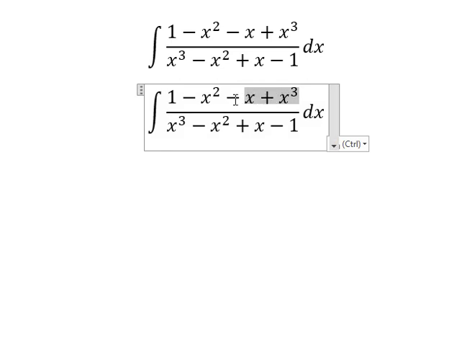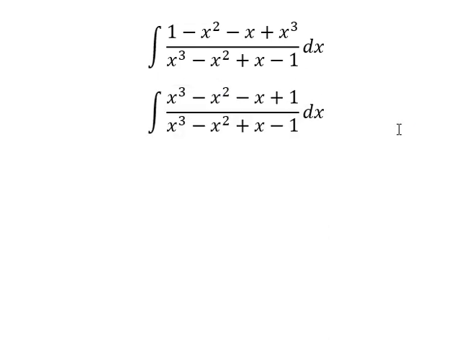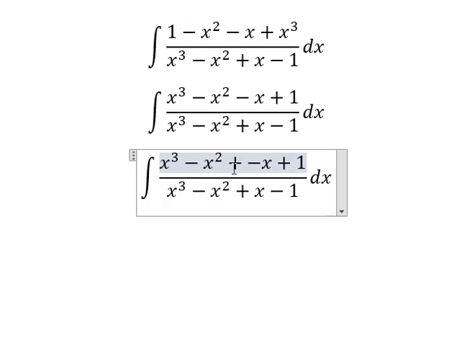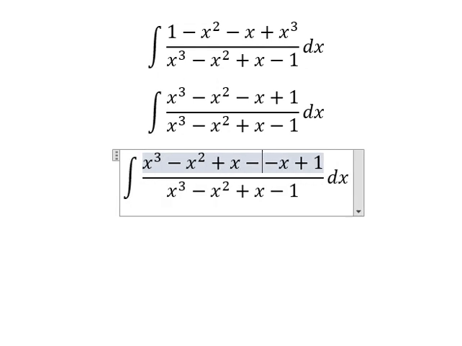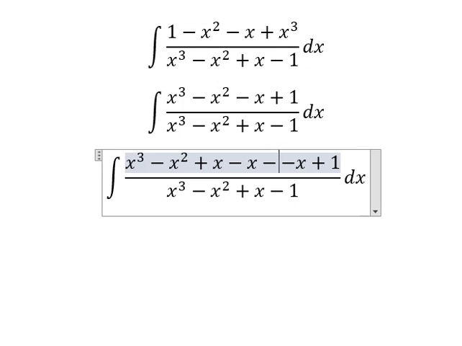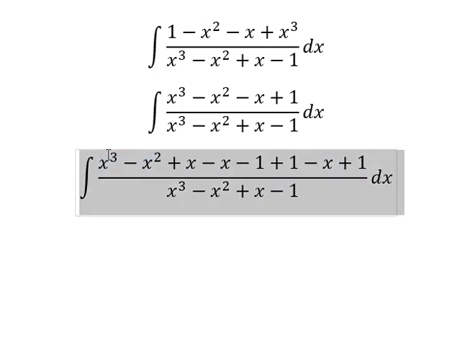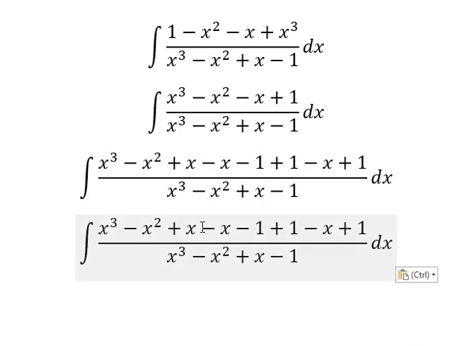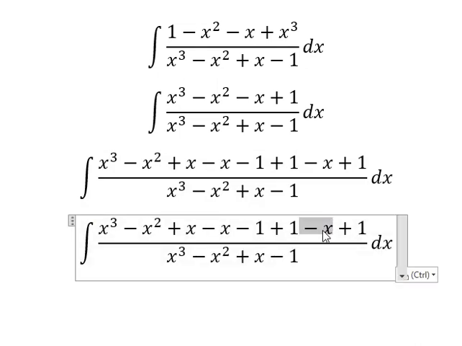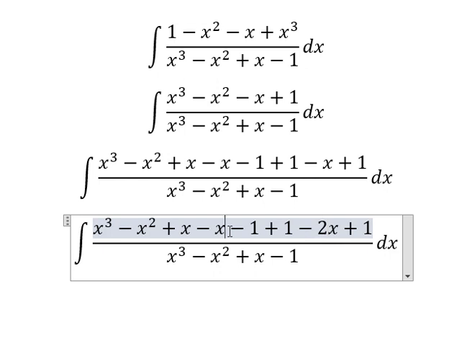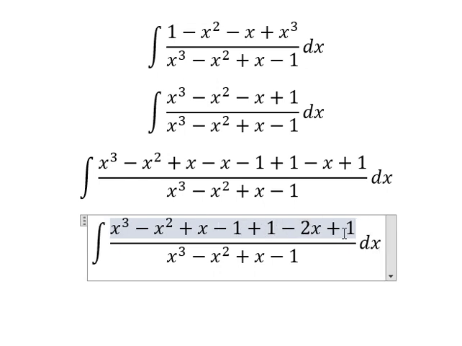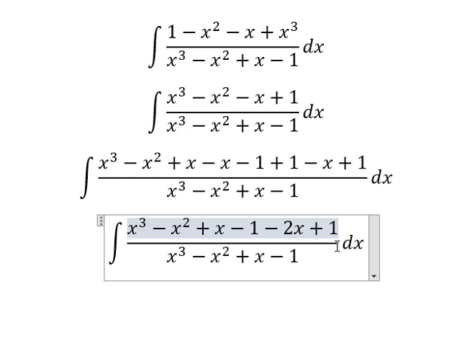We need to arrange about this one. Next, I need to add about s. Later we need to minus about s. We need to put negative number 1. Later we need to add back positive number 1. So negative s, so we have negative 2s. Number 1 with number 1, we have number 2.